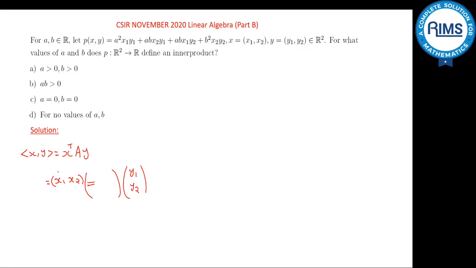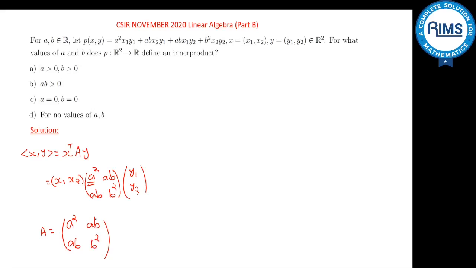Here the first entry is the coefficient corresponding to x1 y1, that is A square, and the second entry is the coefficient corresponding to x1 y2, that is nothing but AB. Similarly, the third entry is the coefficient corresponding to x2 y1, that is also AB, and the last entry is the coefficient corresponding to x2 into y2, that is B square. So here the matrix capital A is A square, AB, AB, B square.